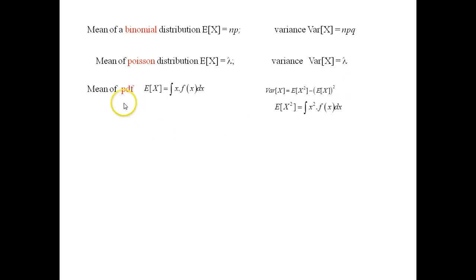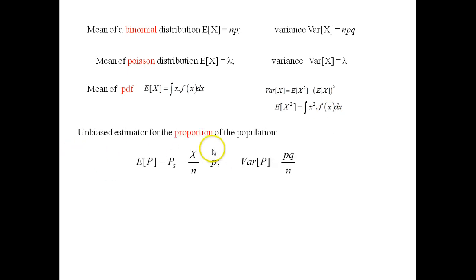More means and variances that you need to remember. For a binomial distribution, the mean is np and the variance is npq. For a Poisson, the mean and the variance are both equal to lambda, the parameter. For a function, the mean is the integral of x times the function, and the variance, as before, is expected value of x squared minus the expected value of x all squared, but expected value of x squared is the integral of x squared times the function.